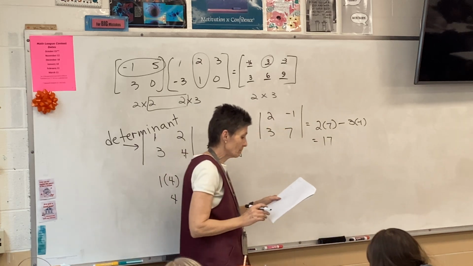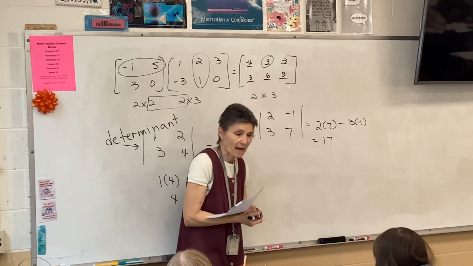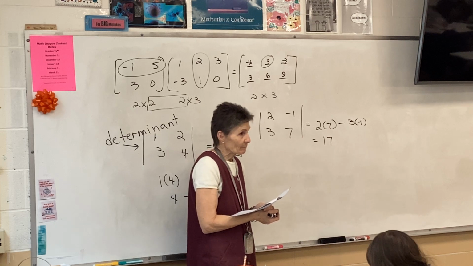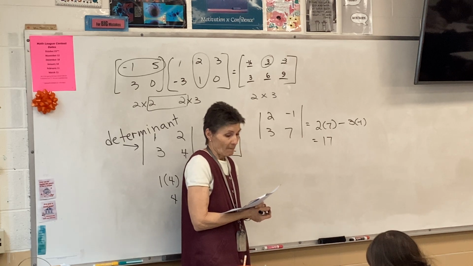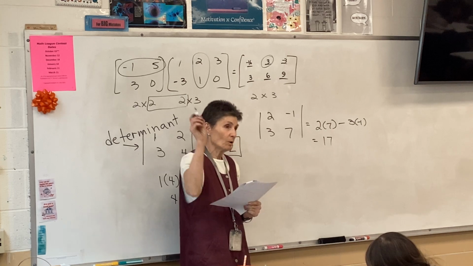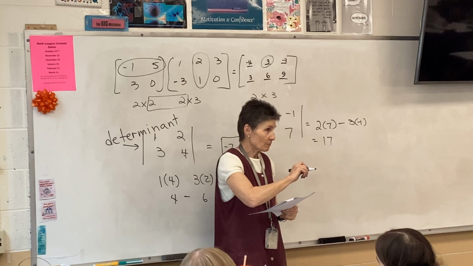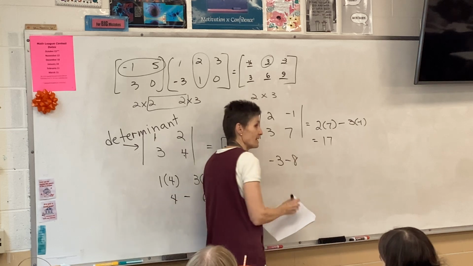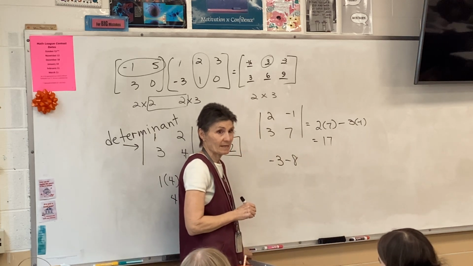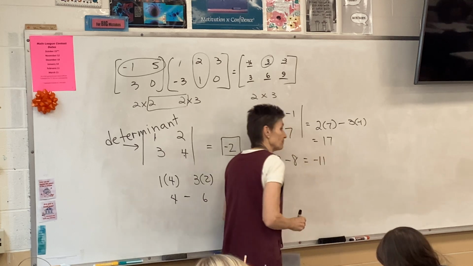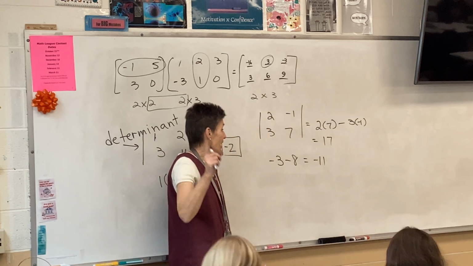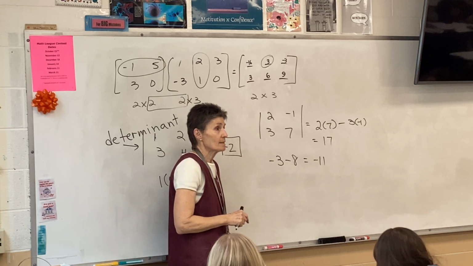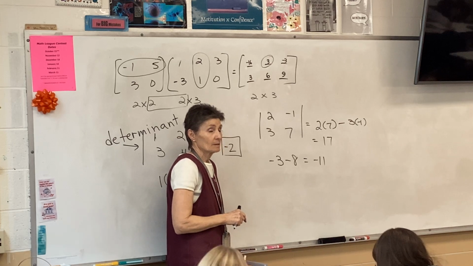All right, you do C. Tell me what C is. What is the answer to C? Do it exactly the same way. What do you get when you multiply the first diagonal? -3. What do you get when you multiply the other one? 8. So it's -3 minus 8. That is not 5. What is -3 minus 8? -11. Does everybody see that? -3 minus 8 is -11. Always subtract. Okay?